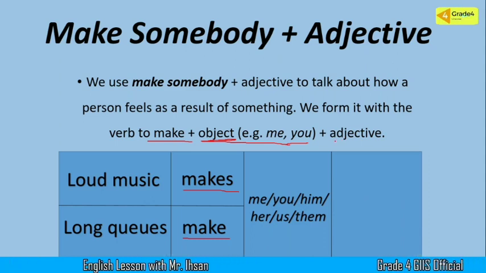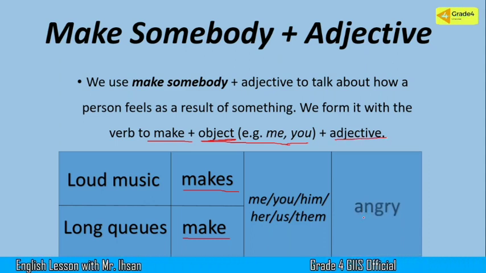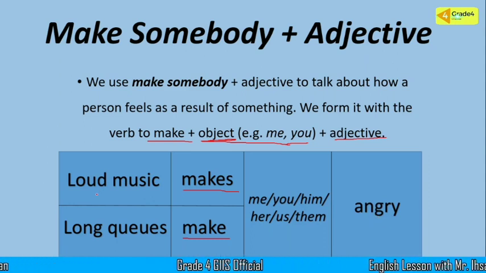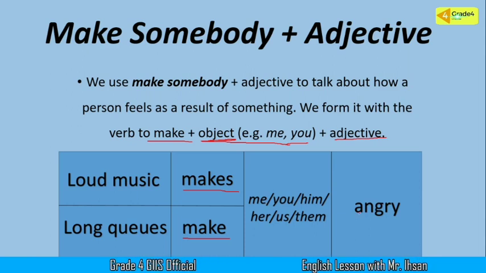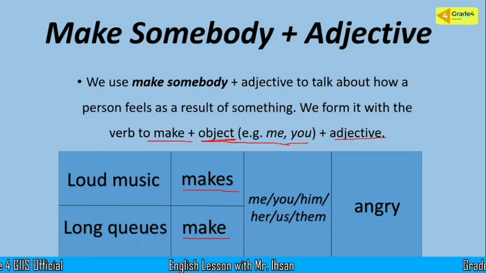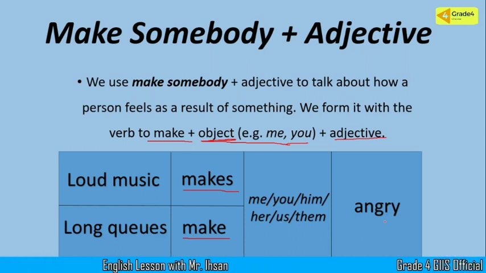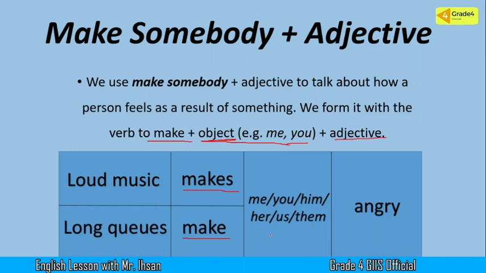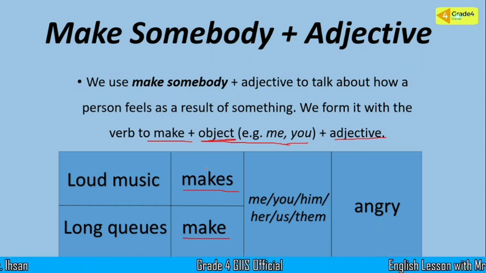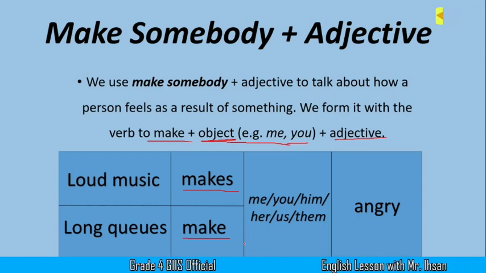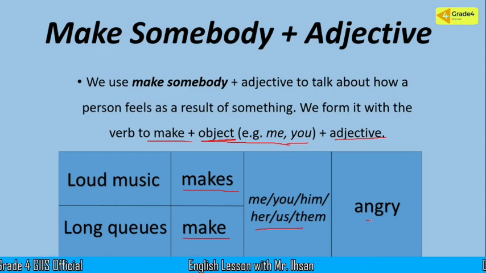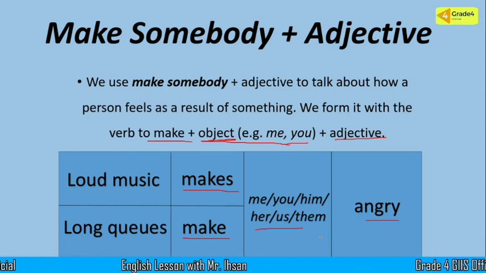After this, we put the adjective here. The adjective is angry. Angry is the adjective. Loud music makes me angry. Or long queues make us angry. Don't forget, we only use the verb to make. After make, this is the object, and this is the adjective.